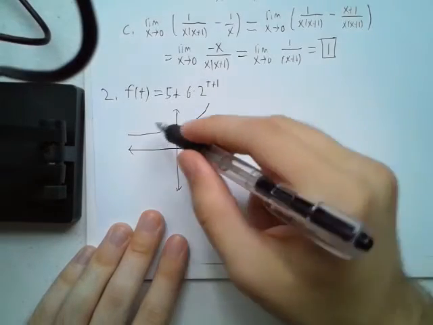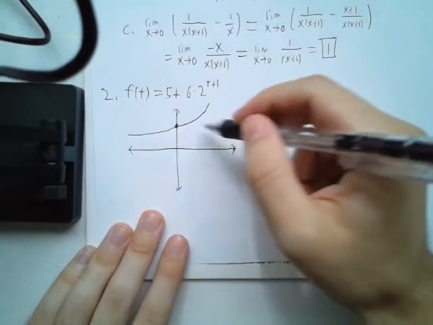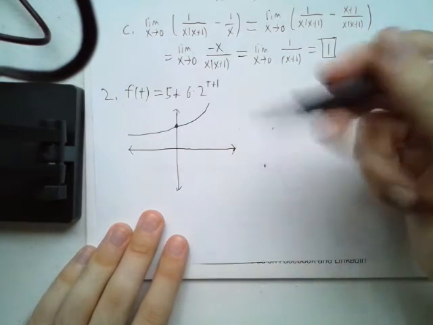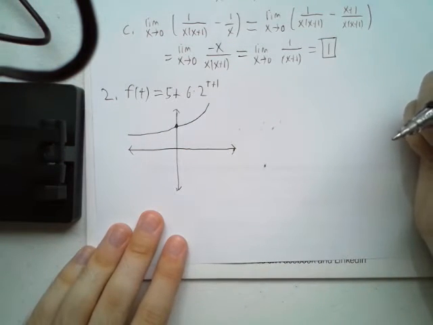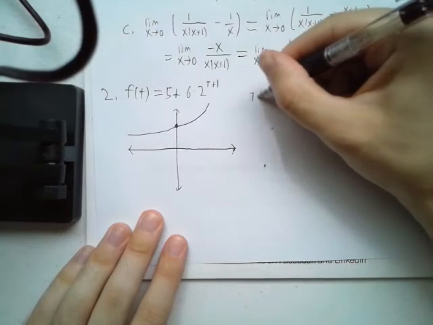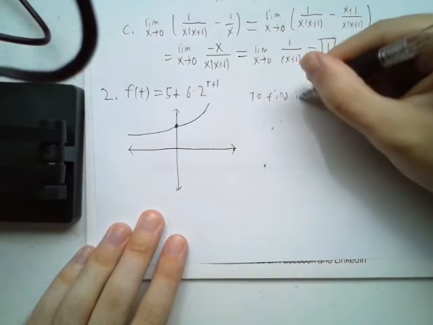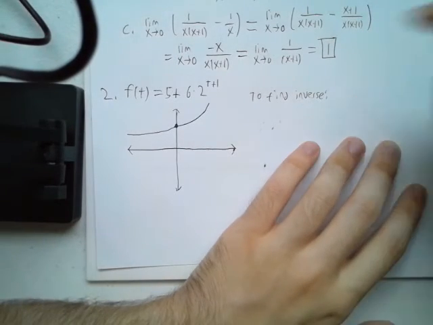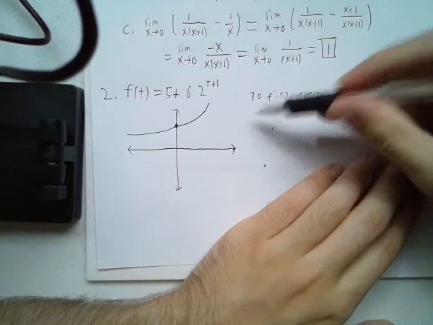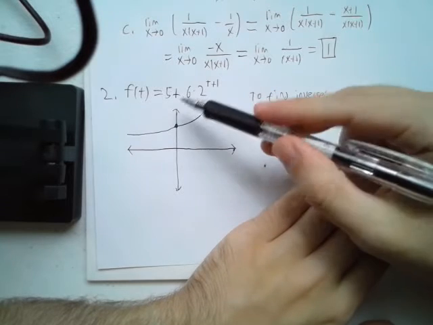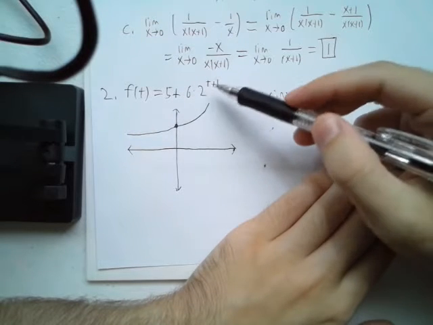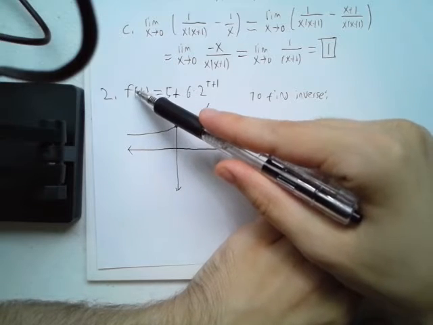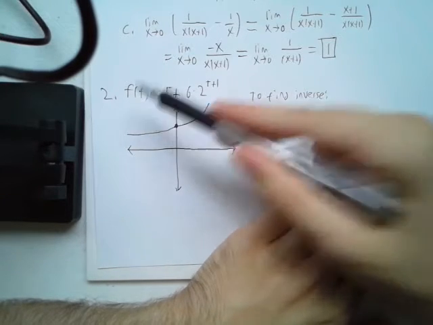And so this is just a rough sketch, but we can see that it does pass the horizontal line test, so the function is invertible, so we should be looking to find the inverse. And to do that, we're going to switch the domain and range variables, which in this equation amounts to switching the t with f of t, which we can think of as y.